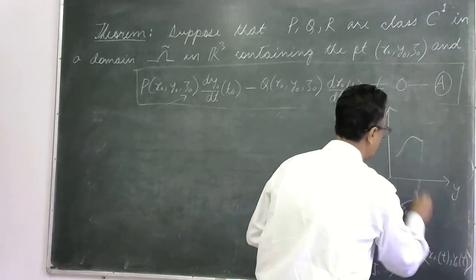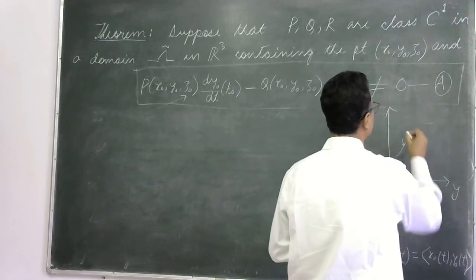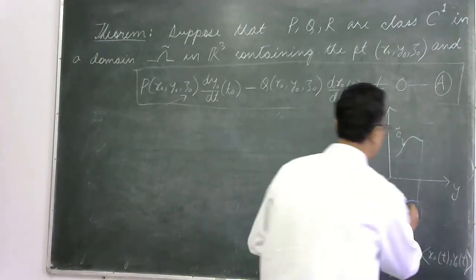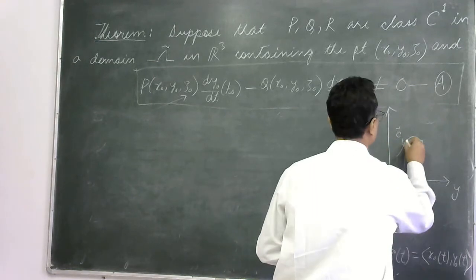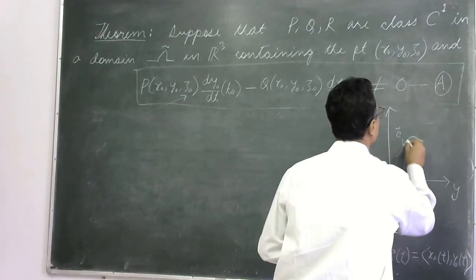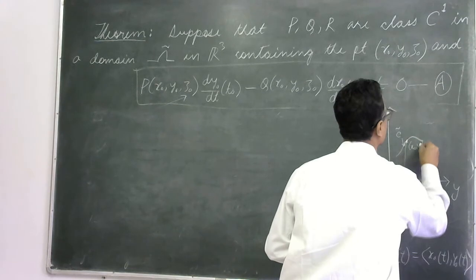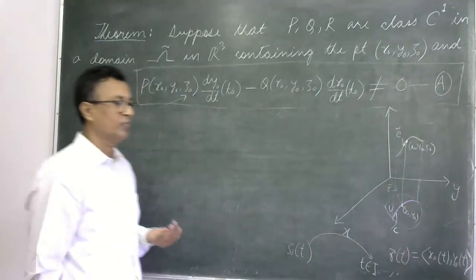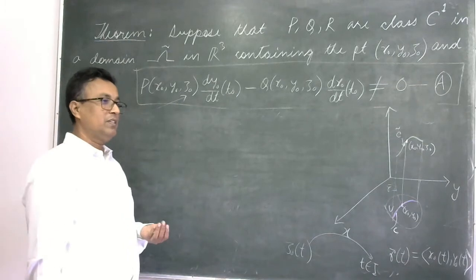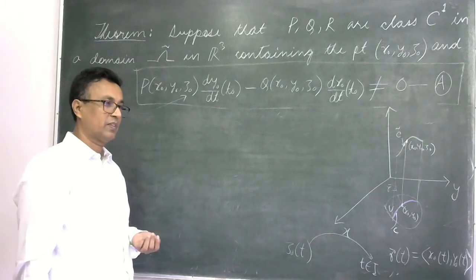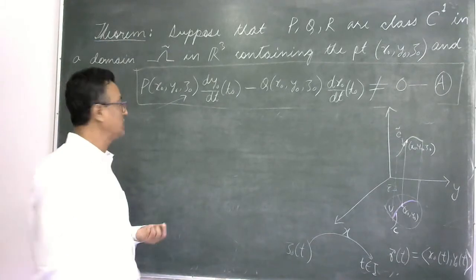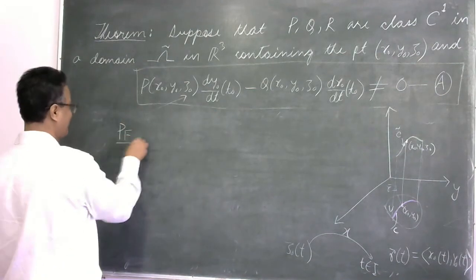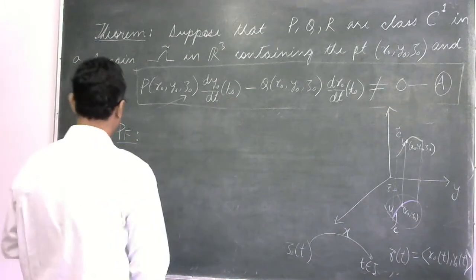So basically, this is my curve C tilde, and this is going to be my point x naught, y naught, z naught. Is it okay with everybody? Yes. Okay. So now I am going to do more work there.